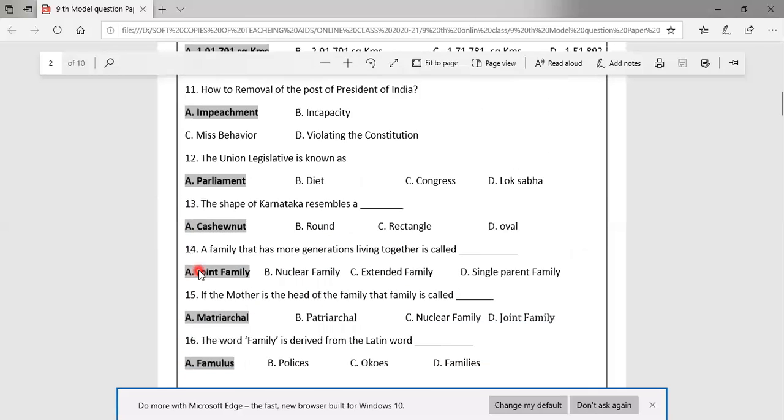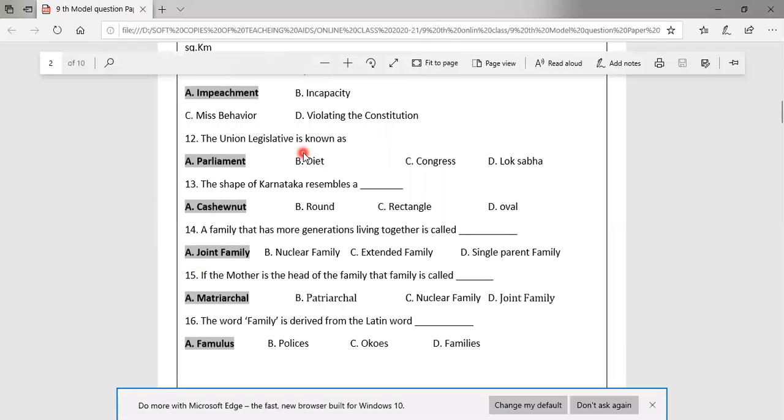12th question is, the union legislature is known as dash. Option A, Parliament. Option B, Diet. Option C, Congress. Option D, Lok Sabha. Option A, Parliament is the right answer.